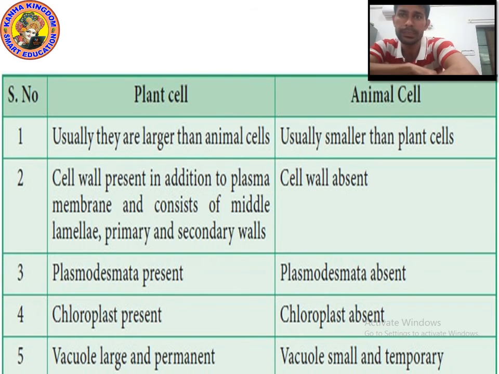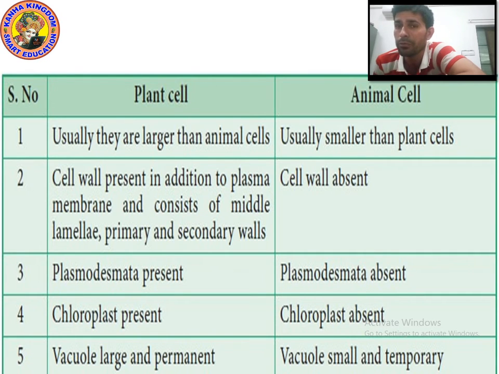So kids, you can see the first 5 differences. Remember, you will draw the diagram of animal cell and plant cell. Difference number 1: plant cells are usually larger than animal cells, but animal cells are usually smaller than plant cells. It means plant cells are big, animal cells are small.